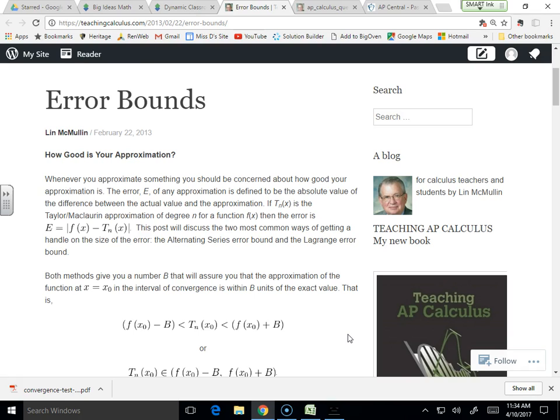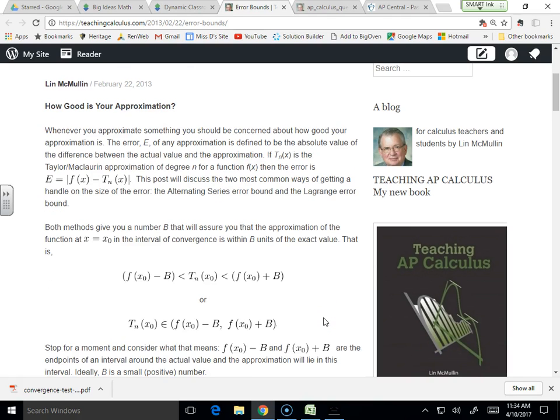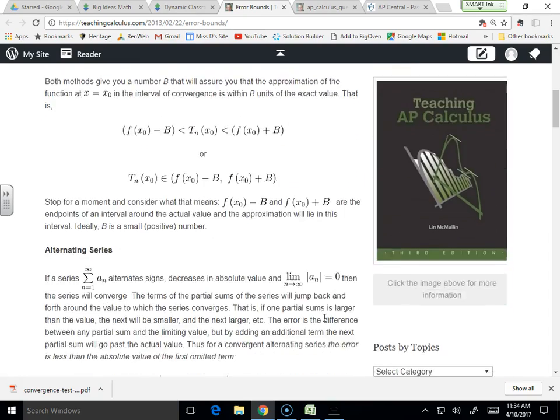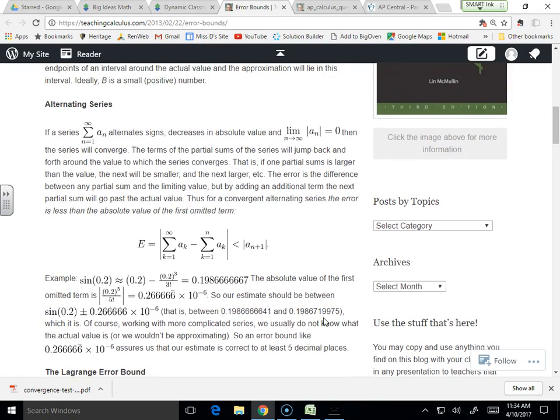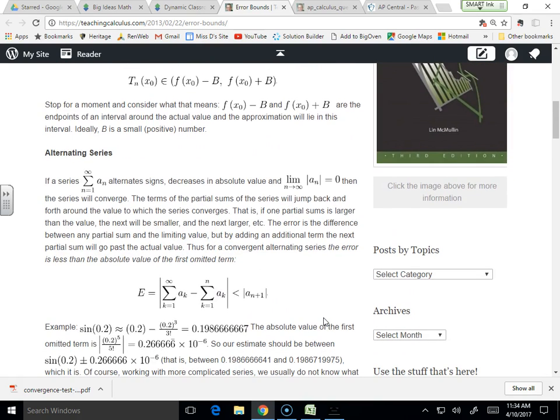I'm just trying to say, for those that have been getting stuck on Lagrange and the idea behind it, and alternating series versus Lagrange, this is a great article to read. It goes through all the different ideas and how they apply and what the AP is going to ask. So if you want to pause and read it, we've already gotten down to, I'm not sure exactly where I paused the first time.